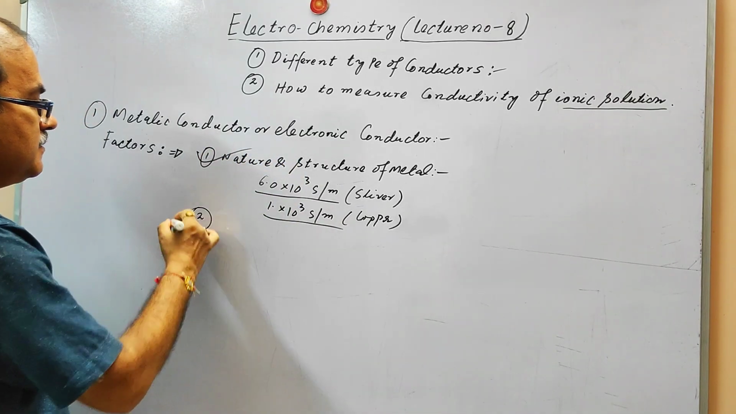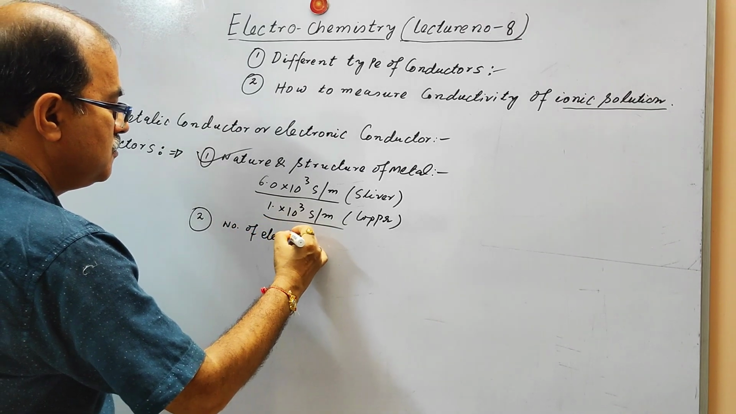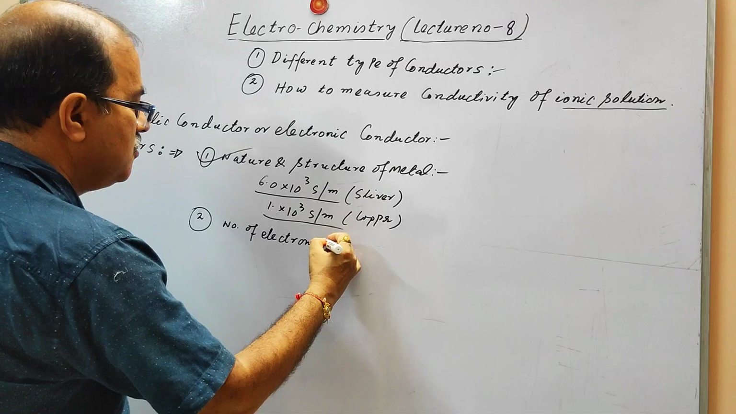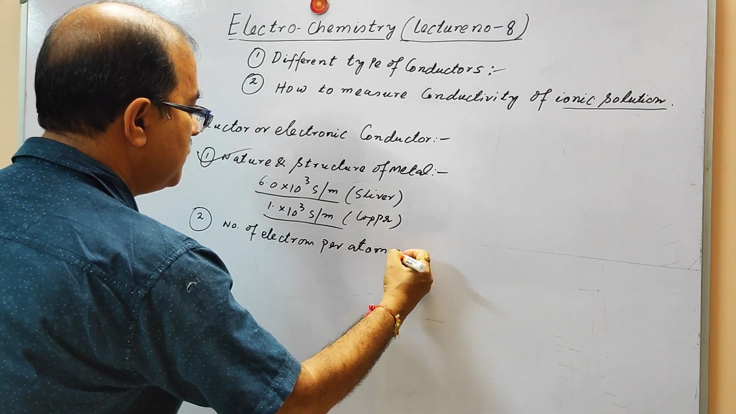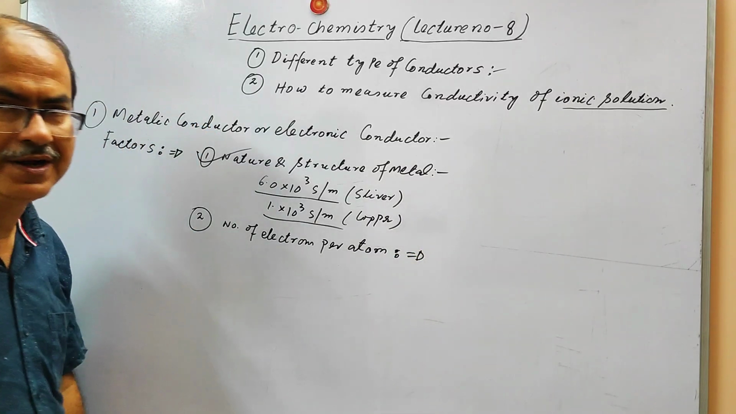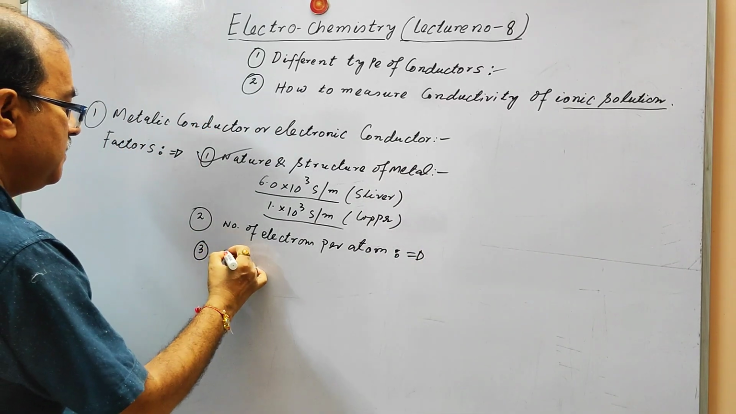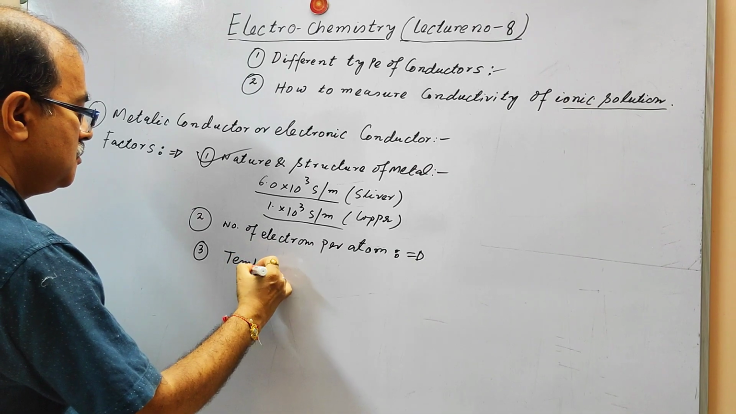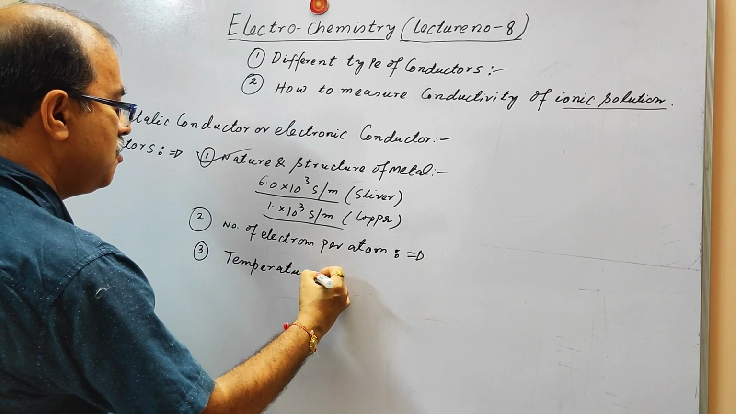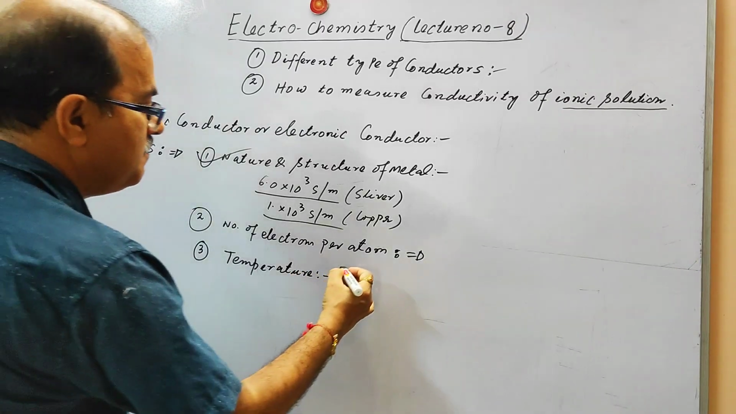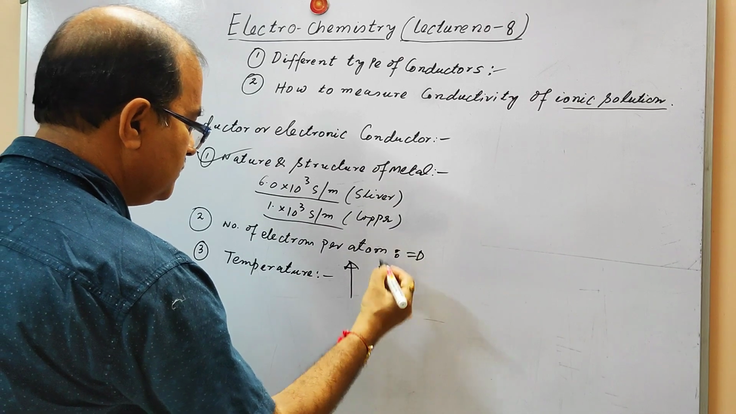The second factor is the number of electrons per atom. That is also a very important factor that is going to influence the conductivity of the metal. And the third one is the temperature. How is temperature going to impact the conductivity of the metal? If the temperature is increased, then conductivity will decrease.